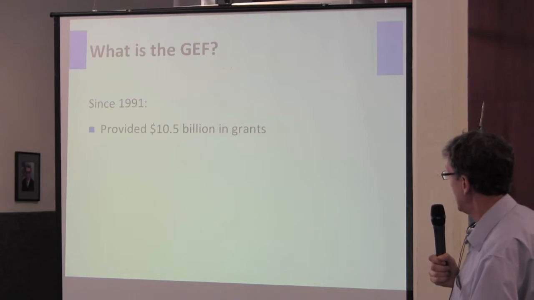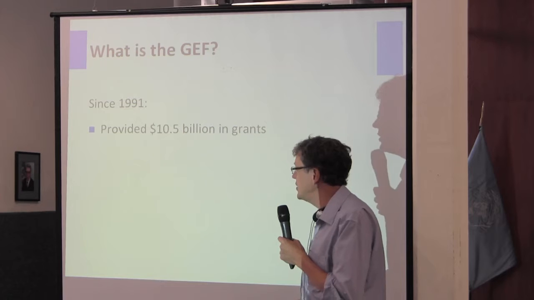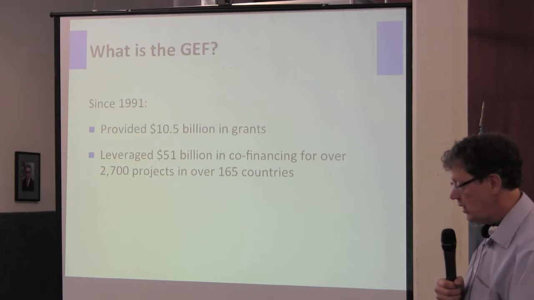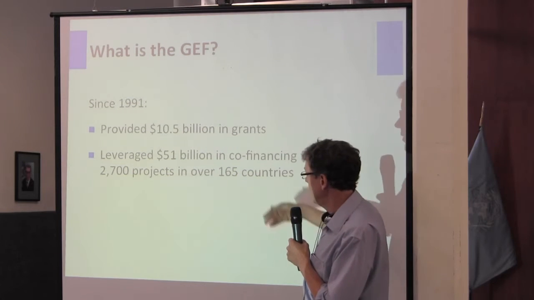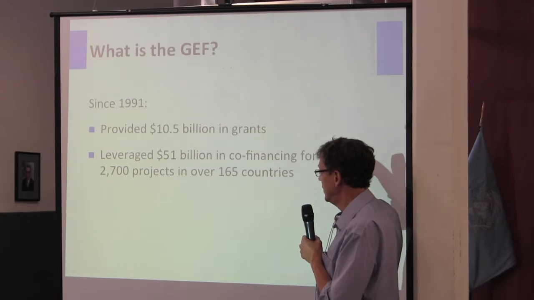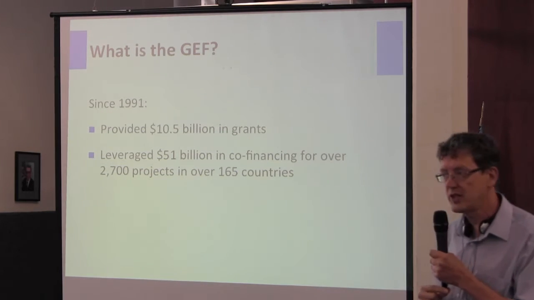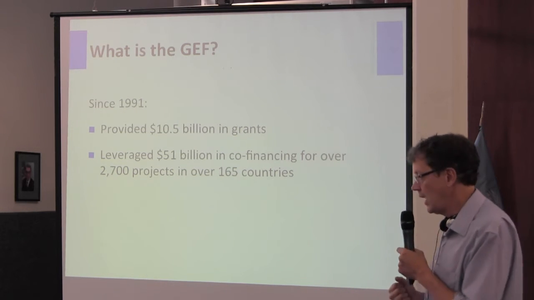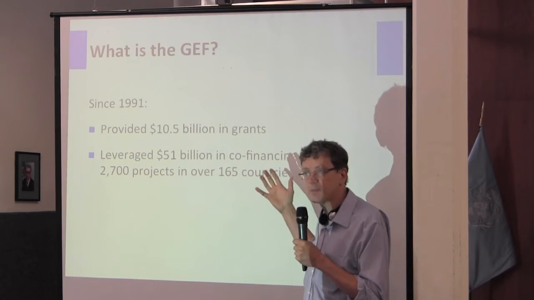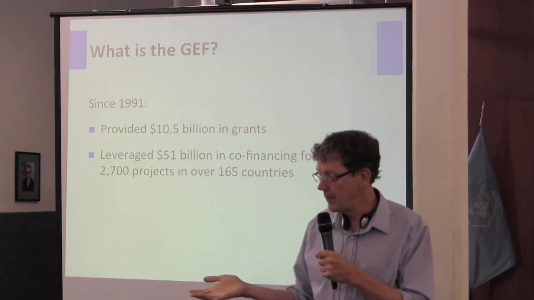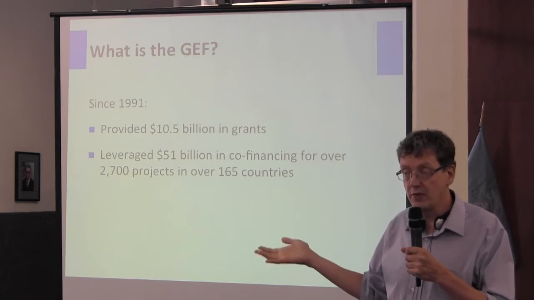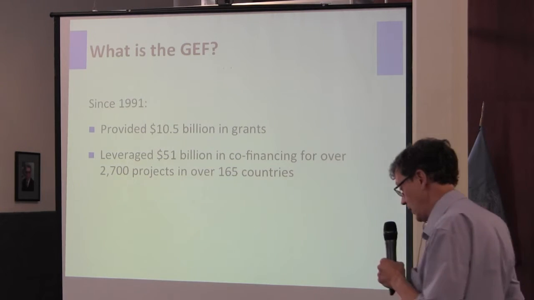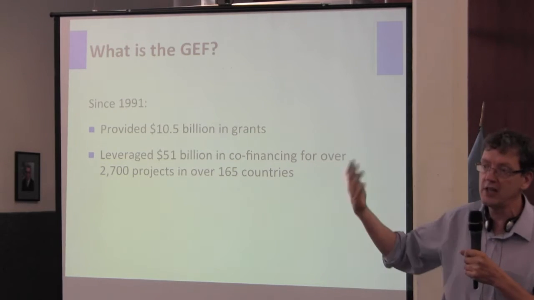So since 1991, it's provided in the region of $10.5 billion in grants to projects all around the world, and it's leveraged around $51 billion in co-financing over about 2,700 projects in 165 countries. So it has a global reach, and in terms of international waters projects, it covers LMEs, like this one, like Gulf of Mexico, like the Guinea Current Large Marine Ecosystem, the Canary Current, etc. So all the LMEs.